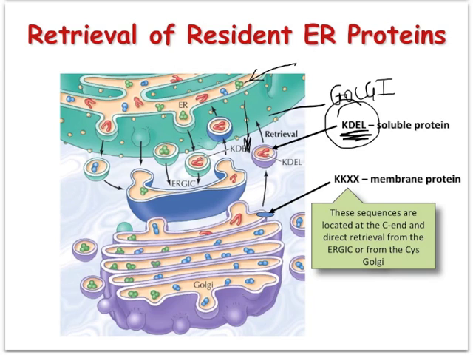The second signal is the KKXX signal, which is located at the C-terminus of integral membrane proteins that are meant to remain in the endoplasmic reticulum.